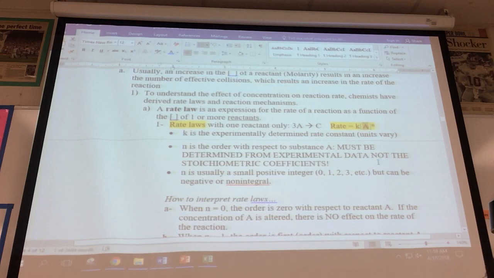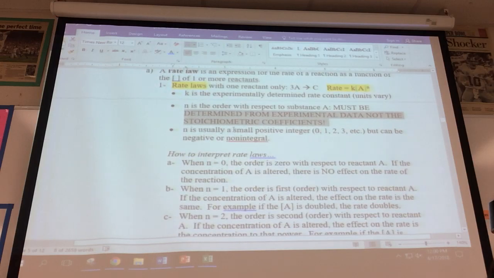Concentration of reactant, never a product in a rate law, raised to the N. N is the order with respect to A. The order will help explain how altering concentration of A affects the rate. N is determined from data, not the coefficients in the balanced chemical equation. Be careful there. There's a specific way to determine the order.